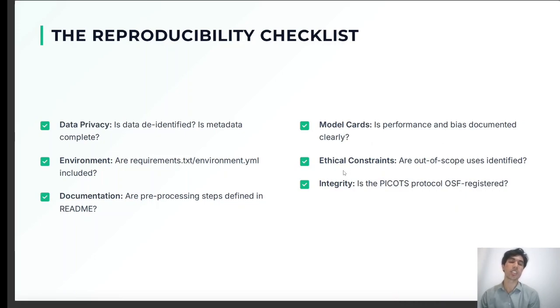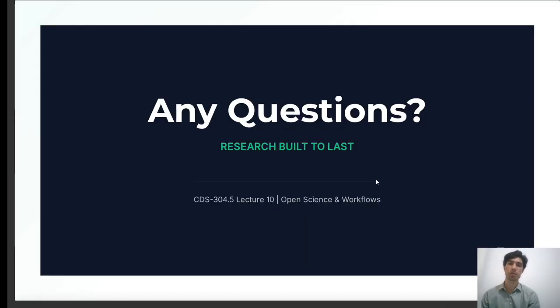And the ethical constraints should also be considered. For example, are out-of-scope uses identified? And last but not least, for integrity, the study plans of the projects need to be OSF pre-registered. So this is the whole reproducibility checklist that we need to follow. So that's it.